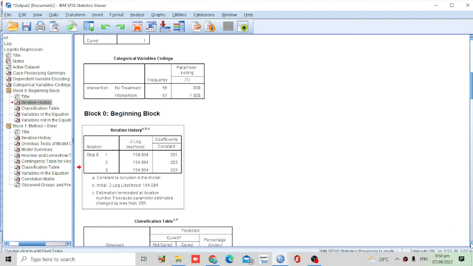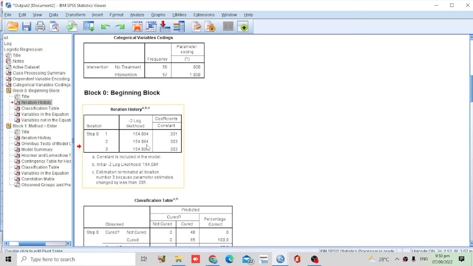So initially in block 0, we considered only the intercept. We included in our model only the intercept. That's why you can see here only the constant. So for the third iteration, which is our SPSS convergence, the negative 2 log likelihood is equal to 154.084, and our intercept is equal to 0.303.